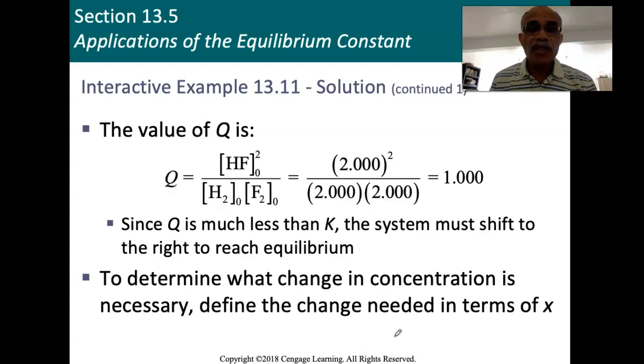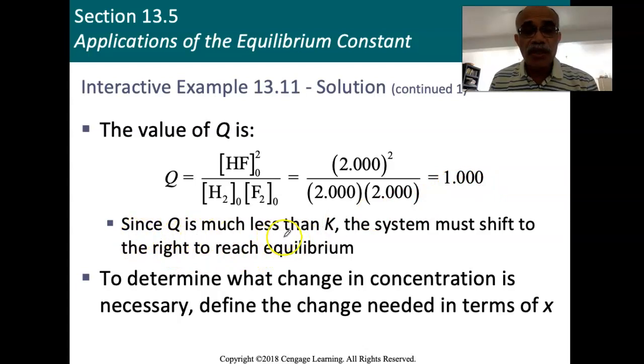So let's determine the value of Q. Why do we calculate the value of Q? The reason is that we want to know the direction this reaction is going to go. So we calculate the value of Q based on the initial concentration. So here is 2, 2, 2. Okay, this one is squared. You get 1.